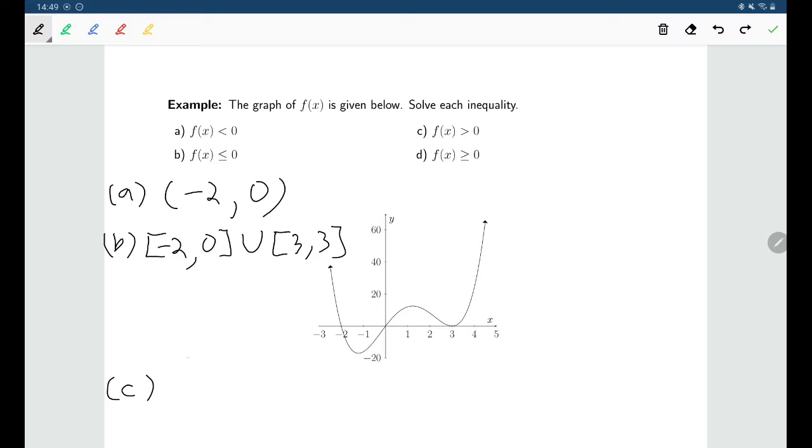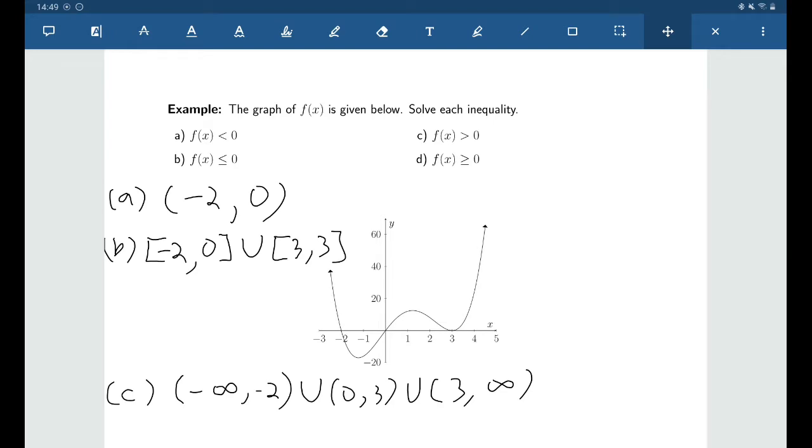So we're above the x-axis from the far left up to -2, not including the -2. We're also above the x-axis between 0 and 3, not including the 0 or the 3. And we're also above the x-axis when we're greater than 3, again, not including the 3.